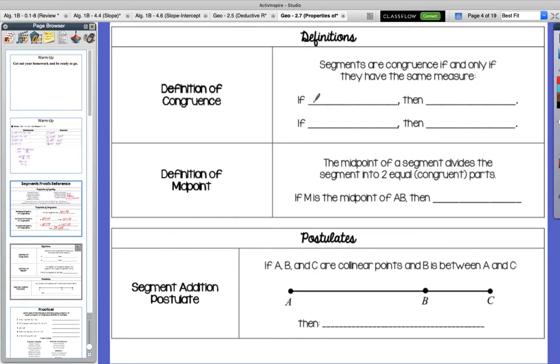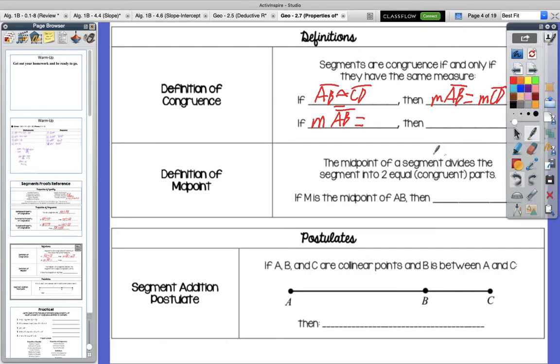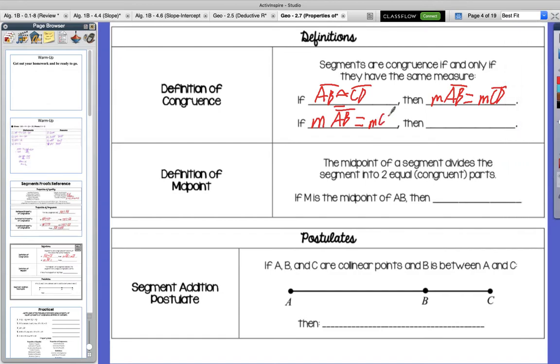So we'll say, okay, let's say if segment AB is congruent to segment CD. Well, that would mean that the measure of segment AB is equal to the measure of segment CD. So if the two segments are congruent, the measures are equal, excuse me. That's our definition of congruence. But since it's a biconditional, it goes both directions. So we can also say the converse. If the measure of segment AB is equal to the measure of segment CD, well then those two segments have to be congruent.